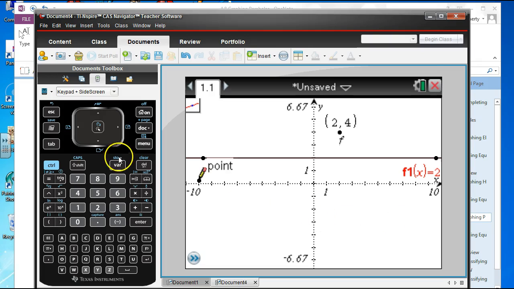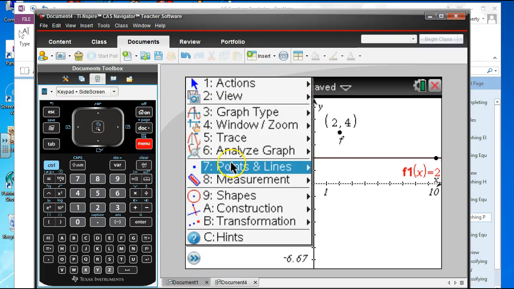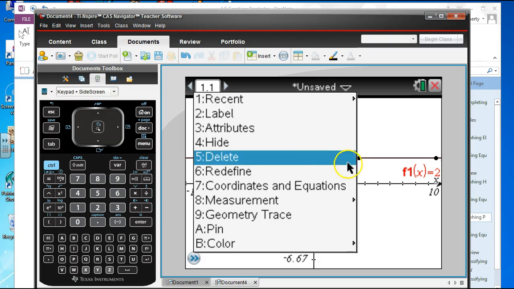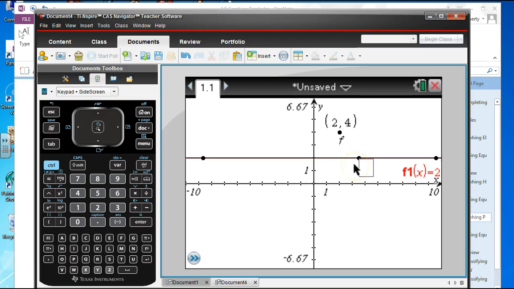Now, let's just pick a point somewhere on this line. I want something called a point on. Let's pick a point on this line. Okay, so now I have a point on this line. Let's label this point, call it point Q. So I've got a point, which is the focus, and I've got a point on the line.